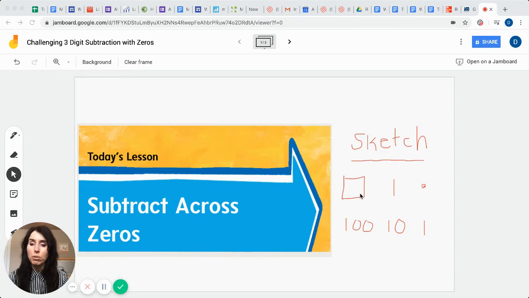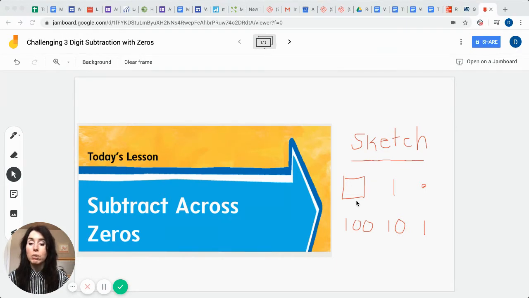Today my focus will be on subtracting with zeros, or what they call subtract across zeros. But it's just really having minuends, or the number on top, that has zeros in the tens and ones place. So anyways, before we get started, we need to review my sketching technique that I've been teaching you.